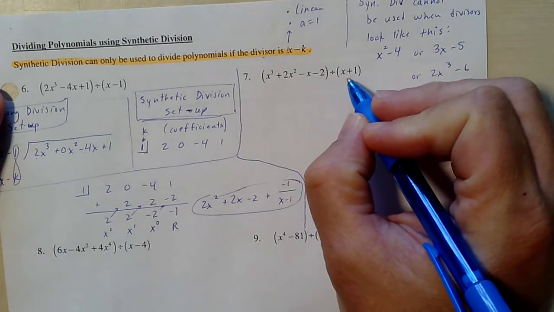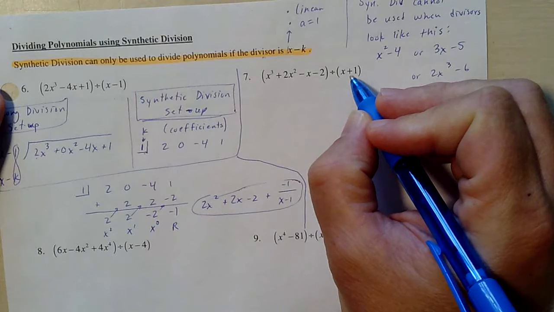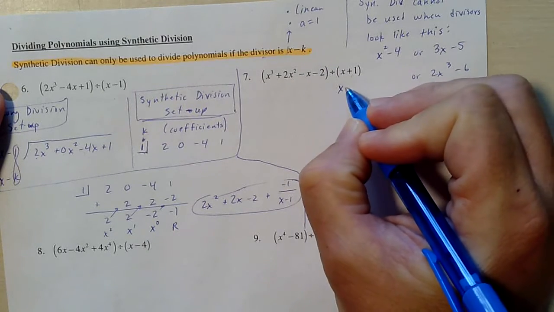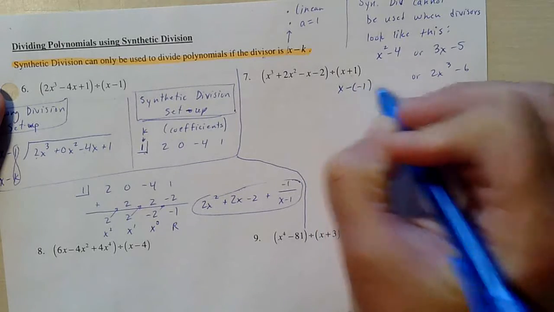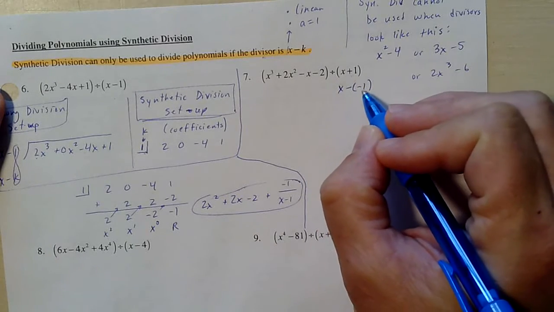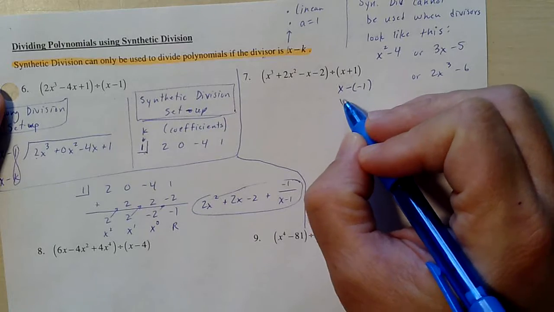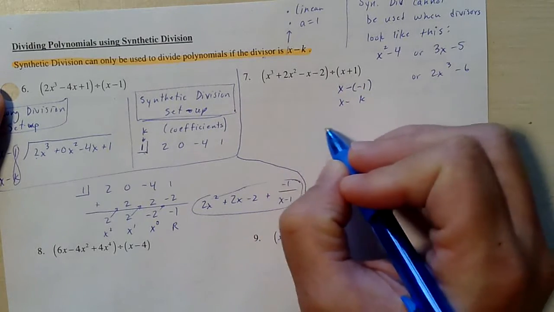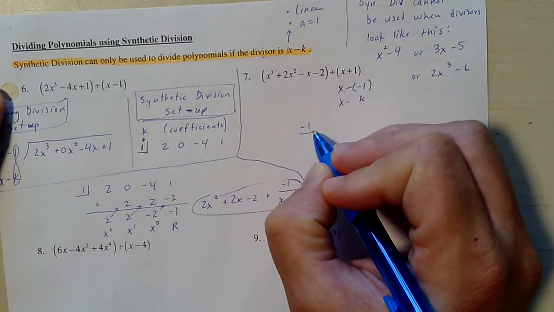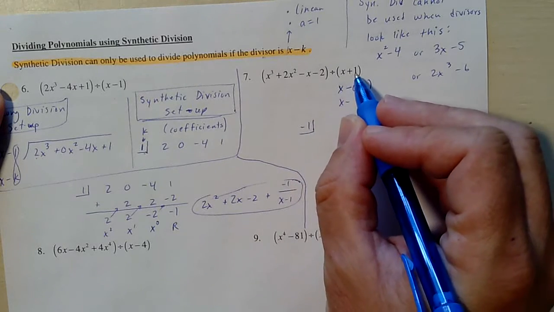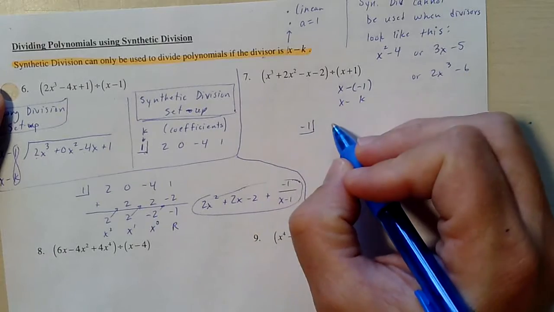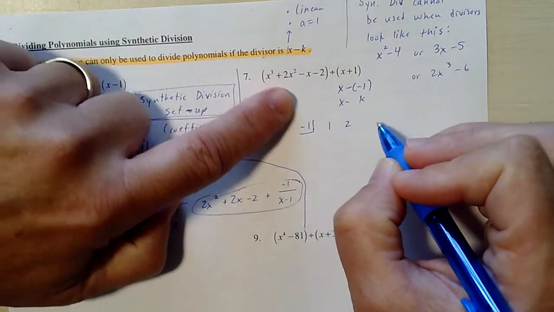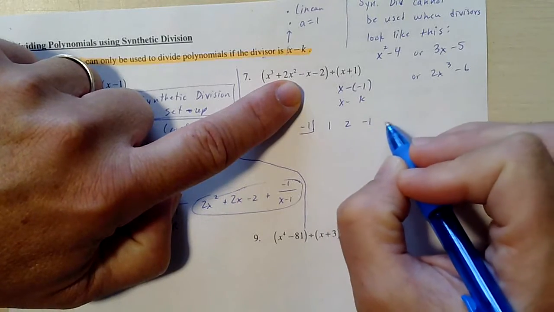Okay, so dividing this by x plus 1, it's not in the form x minus k, but I can write this as x minus -1, and now it is in that form. So my k value is -1, right? X minus k, -1. So -1 goes in the corner box, and then my coefficients go here. So I've got 1, 2, -1, -2.